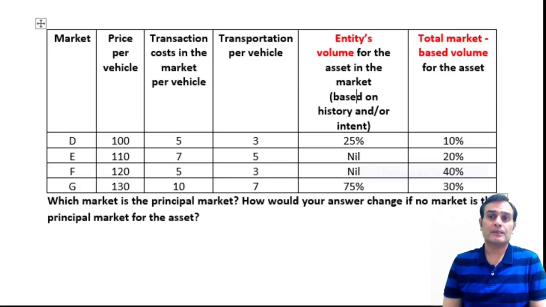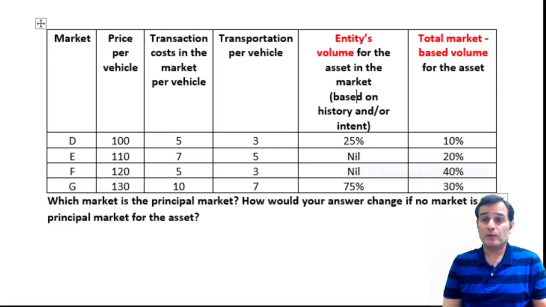So look at the markets D as well as G. Now, why am I not looking at E and F? Because I cannot compute what is the net amount received in the other two markets, because in this particular case, we will ignore those markets where the entity is not accessing. So let's assume in this particular case that E and F are the markets where the entity is not having any access. So I would consider the net amount received in value terms for the markets D and G.